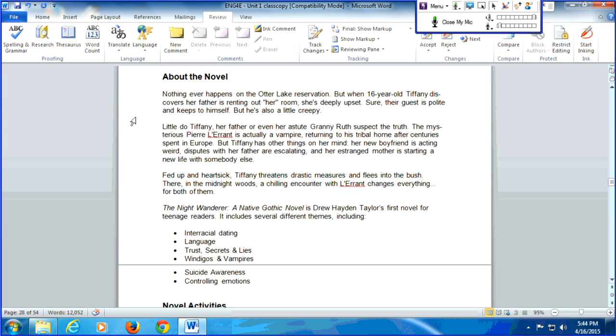It includes several different themes. Remember, the theme is a main idea, the main focus of the novel, including interracial dating, language and the importance of retaining language, trust, secrets, and lies, wendigos and vampires, suicide awareness, and controlling your emotions. So it's a fairly short novel, but it deals with a lot of really interesting and engaging issues.